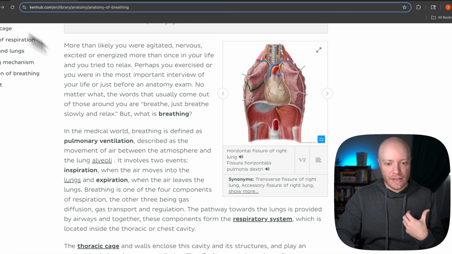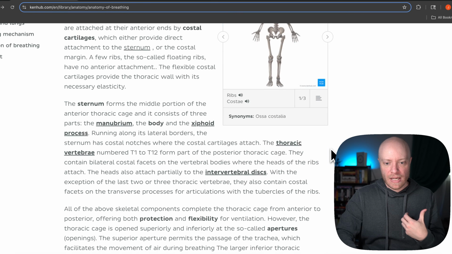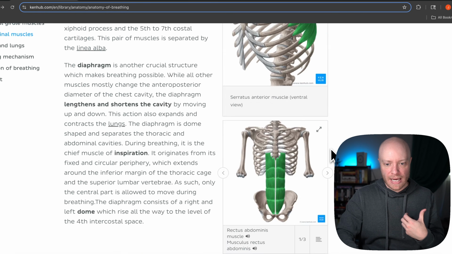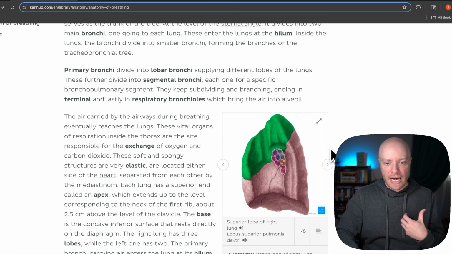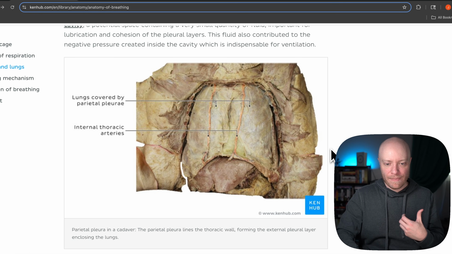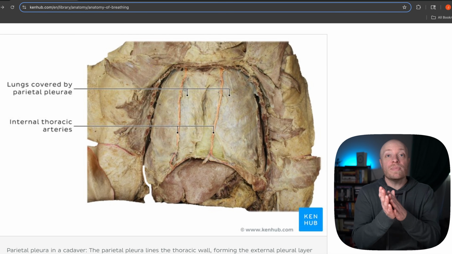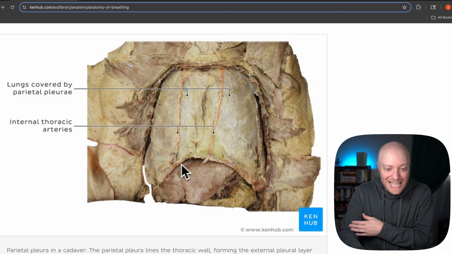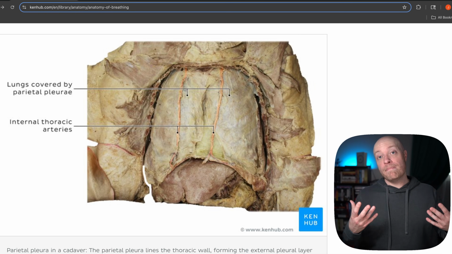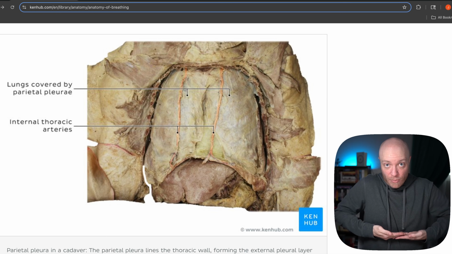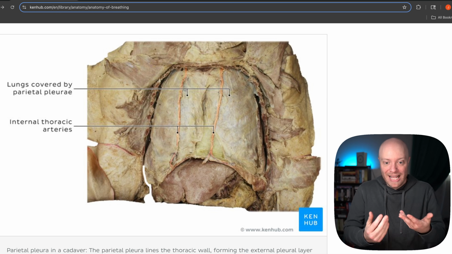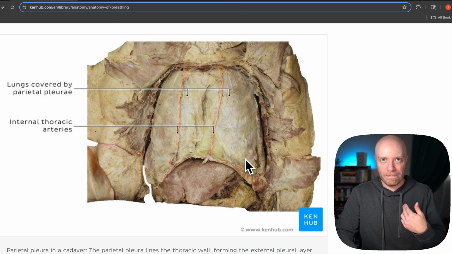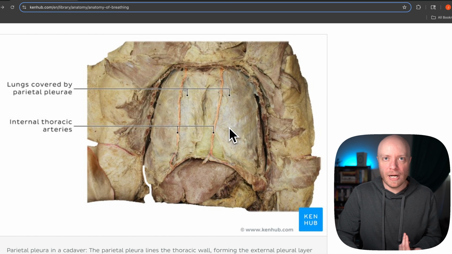So let's actually go back here. Let's see as we go back down. I want to show you, we're going to go back to that pleura, and I want to show you what I'm talking about here, because look at this thing. What's happening is you can see the pleura is connecting to the diaphragm. And what that means is that when the diaphragm contracts, which it goes down, that is actually going to pull on this pleura.